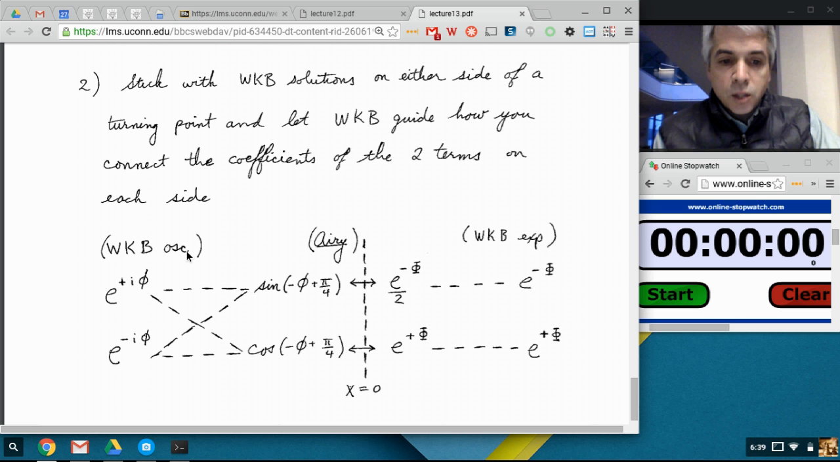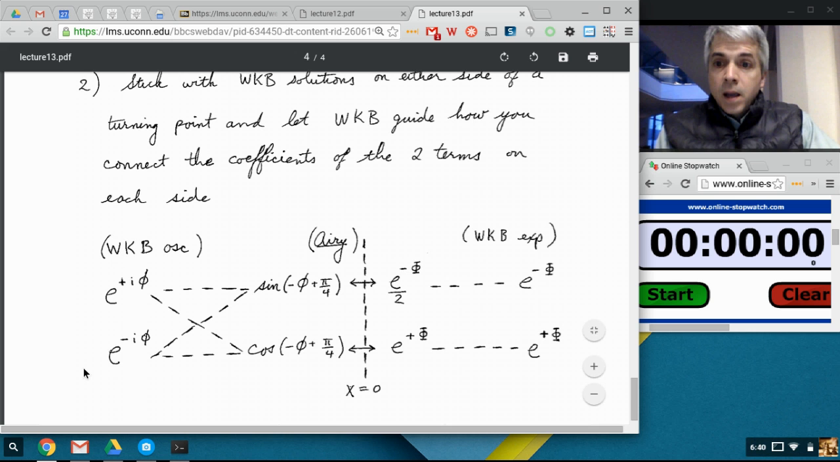And all of the orderings of the integrals would reverse. But nothing about this whole treatment is changed in the least. So going back again to the convention where the left-hand side is oscillatory, the WKB oscillatory solutions look like e to the plus i phi, there's the WKB phase, e to the minus i phi. Which combination of the two?